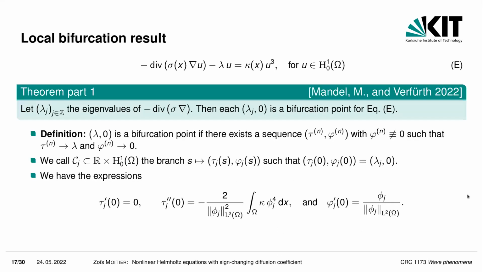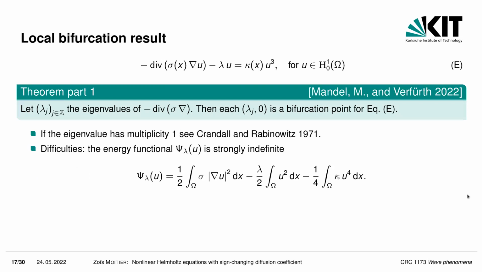Okay. So as for the proof of this result, if the eigenvalue has multiplicity 1, we can actually use a very well-known theorem of bifurcation theory, which is the Crandall-Rabinowitz theorem. But here we are saying that all the eigenvalues are bifurcation points independently of their multiplicity, and this is the more difficult part.